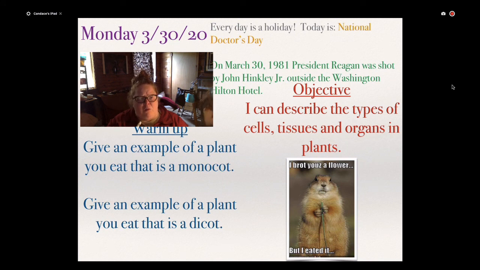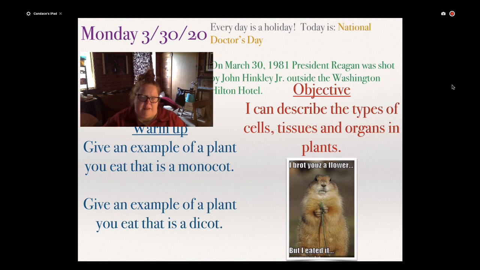And then for our warm-up, it says for us to give an example of a plant that you eat that's a monocot and a plant that you eat that's a dicot. So if you'll recall in our last video, we talked about the differences between monocots and dicots as angiosperms. They have a set of characteristics that are different.